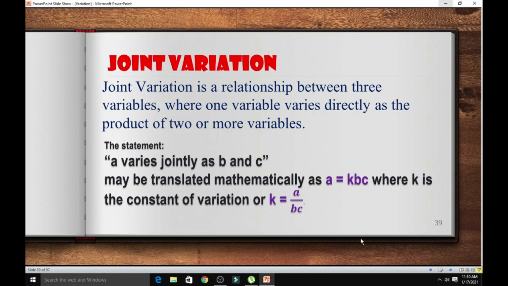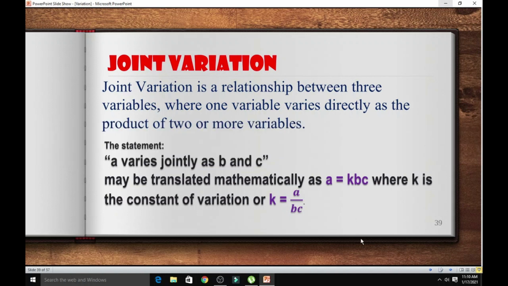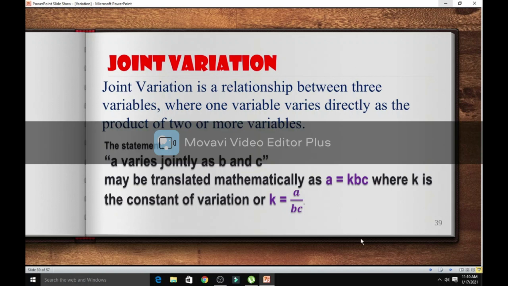This is just a recall of our lesson on Module 1 and a continuation also for Module 2. So, joint variation. Pag sinabi nating joint variation, it is a relationship between three variables where one variable varies directly as the product of two or more variables. Ang joint variation ay para lang siyang direct variation na nadagdagan pa ng isa pang variable. So, we are comparing three variables in this kind of variation.